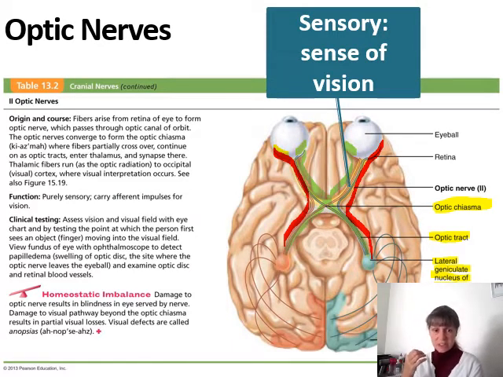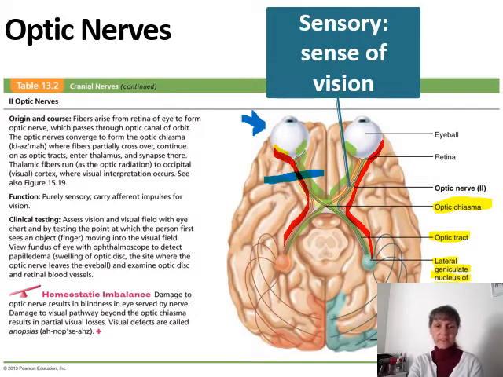sensory input I've received. If there's damage to the optic nerve, that can result in blindness to the eye where the optic nerve has been damaged. So if this optic nerve is damaged, then this eye would have resultant blindness.